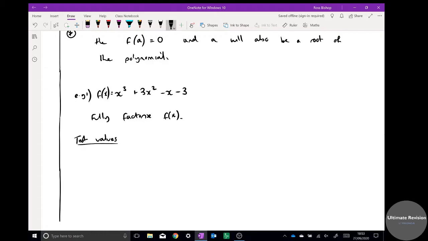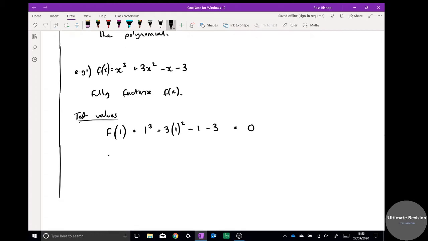What I mean by that, I'm going to start by putting in 1. I'm going to put 1 into that equation. Trial and error. I've just picked 1 because it's an easy number to deal with. So I'd get 1 cubed plus 3 times 1 squared minus 1 minus 3. I've just put 1 into the f of x equation. If I do that, my answer is 0. Now, it's 0, so I know that's what I'm looking for. Therefore, x minus 1 will be a factor.